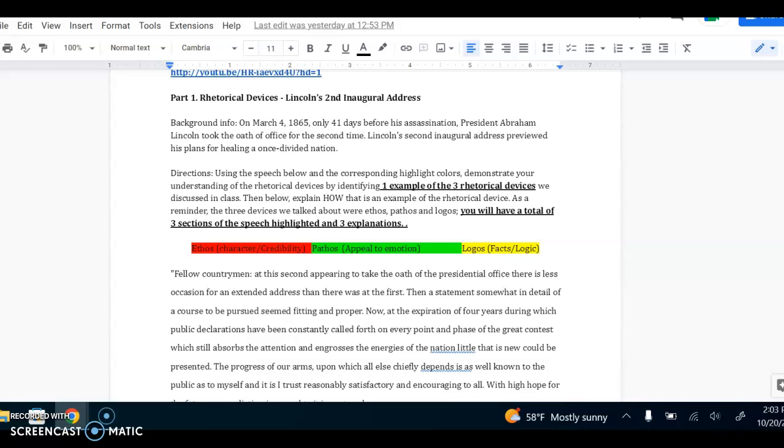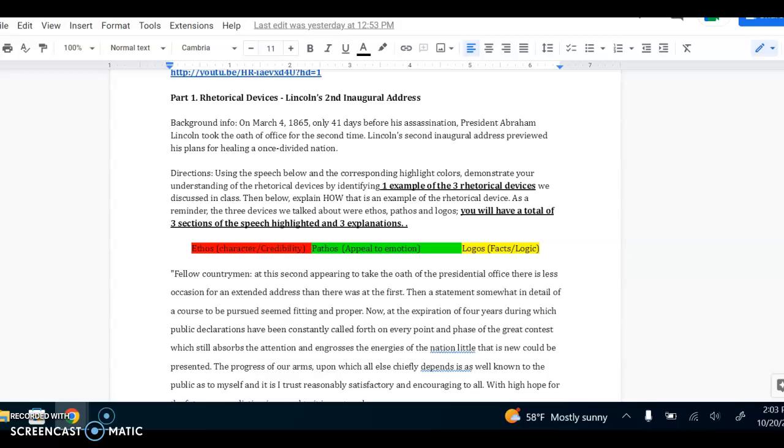Part 1 is using rhetorical devices. This is Lincoln's second inaugural address. Background info. On March 4th, 1865, only 41 days before his assassination, President Abraham Lincoln took the oath of office for the second time. Lincoln's second inaugural address previewed his plans for healing a once divided nation.